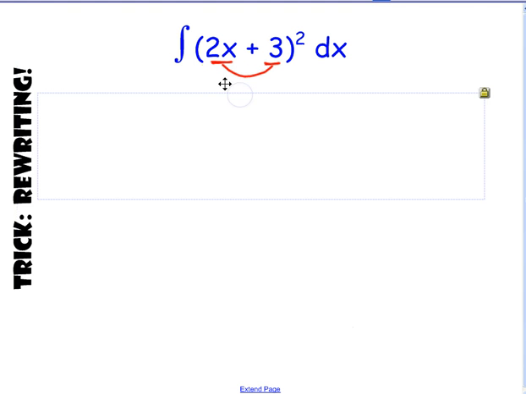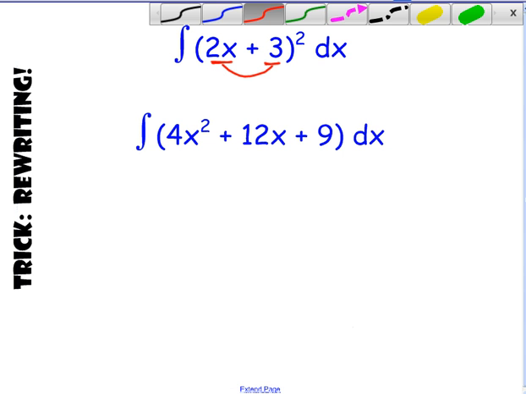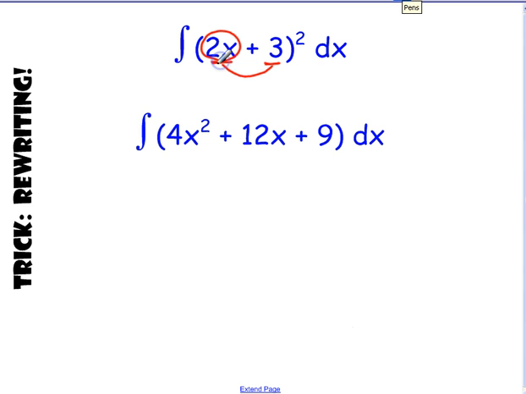There we go. If you square the first term, you get 4x squared. If you multiply those, you get 6x, and if you double it, you get 12x. If you square the last term, you get a 9. So the reason why you want to do that shortcut is you can actually do it in your head rather than having to go off to the side and FOIL it all out.